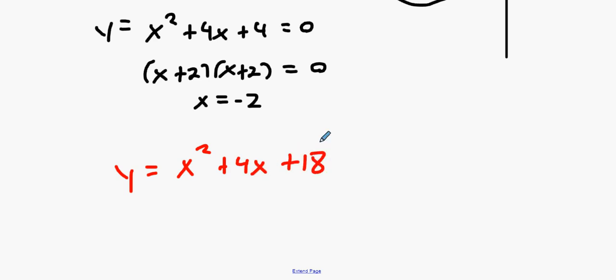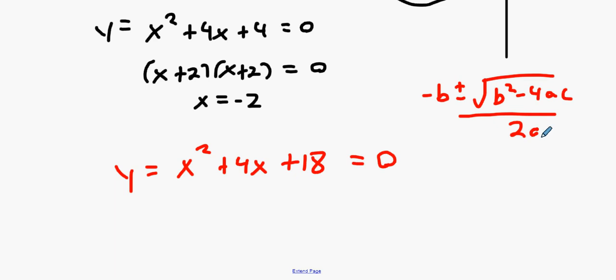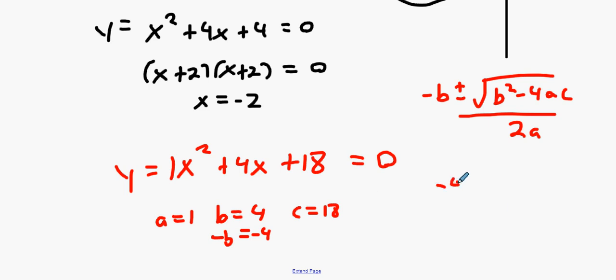Okay. Once again, y equals 0. Any numbers you can think of that multiply to give you 18 but add to give you 4? What do we normally do when that happens? We normally use the minus b formula. Okay. And can anybody tell me what my a, b, and c values are? a is 1, b is 4, minus b is minus 4, and c is 18. Awesome. Will somebody be so kind as to throw that into the calculator for me?